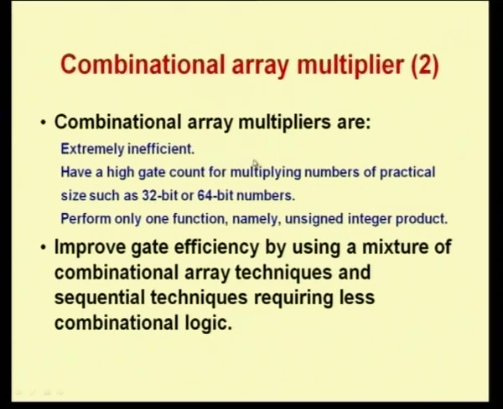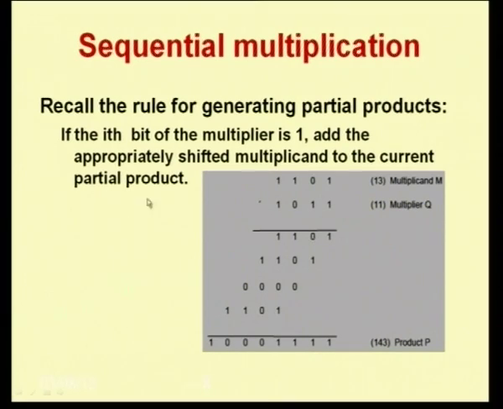If you want a very fast multiplier and you do not mind spending on the number of gates that you have, you go for a combinational array multiplier. If you do not want so many gates, we would like to optimize on the number of gates, and we do not mind compromising on the time taken, then we go for a sequential multiplier. So, we will now take a look at how a sequential multiplier basically works.